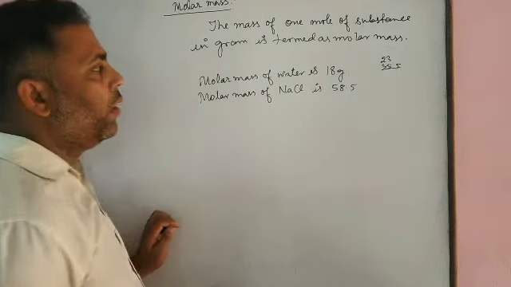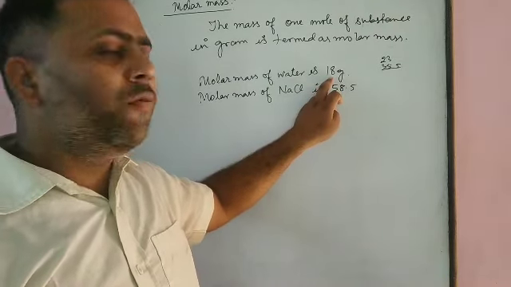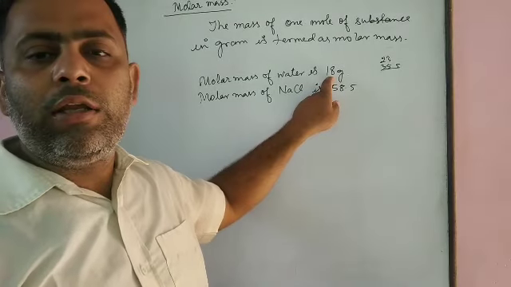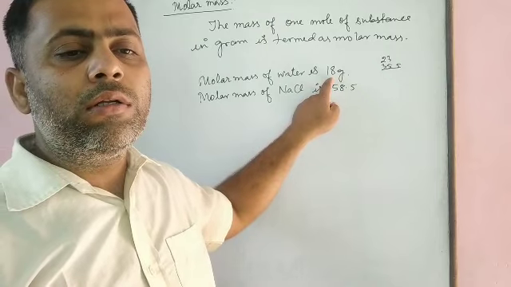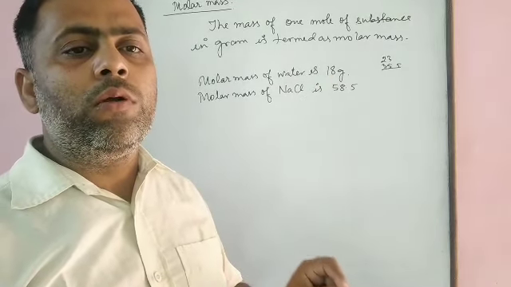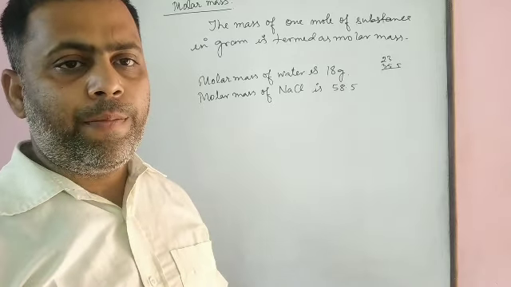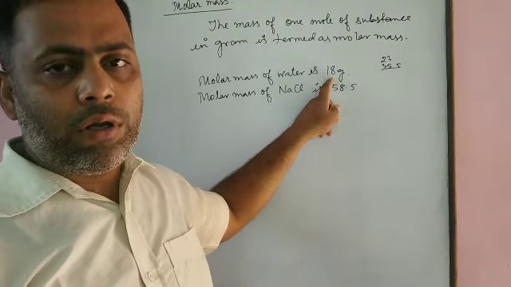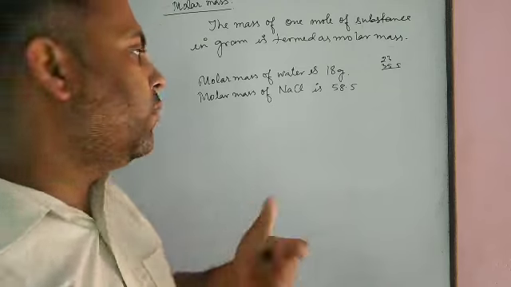Clear? What it means? It means when we take 18 gram of water, then it contains 6.022 into 10 to the power 23 molecules of water. Or we can say, when we take 18 gram of water, then it contains 1 mole water molecule. What it means?